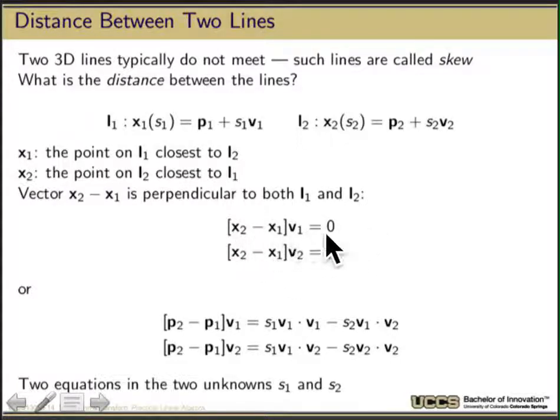x2 minus x1 times v1 is 0, x2 minus x1 times v2 is 0. Take those two equations, expand them out, and then we get two equations and two unknowns, s1 and s2. This is a 2x2 linear system, so you should just be able to go ahead and directly solve it.